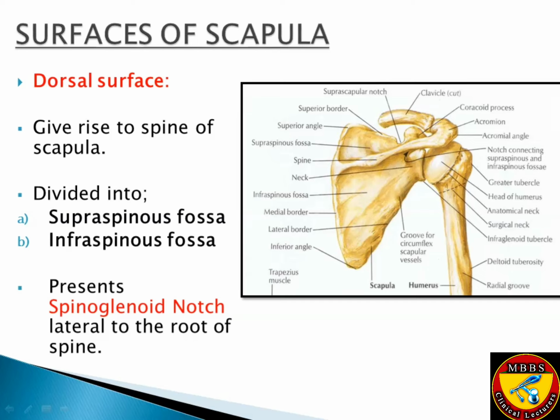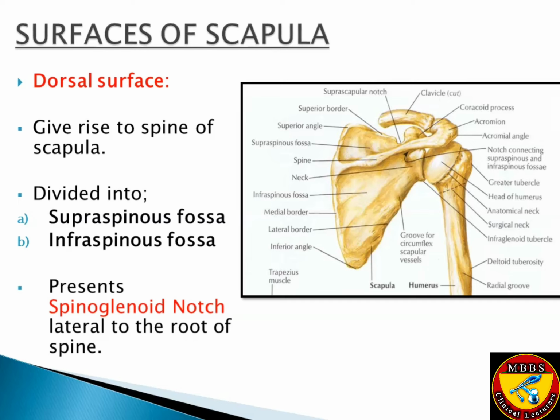The infraspinous fossa is large and it has longitudinal ridges. These two fossae are connected on the lateral side by a notch which is called the spinoglenoid notch. This notch is present lateral to the root of the spine. Root means the attachment point of the spine.